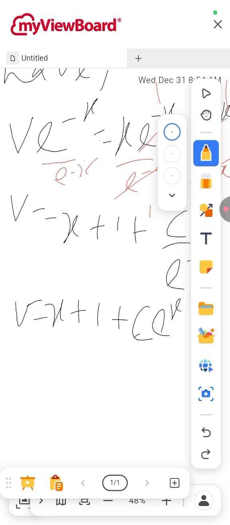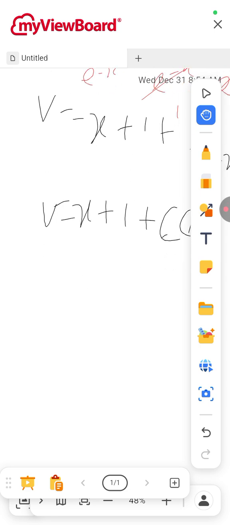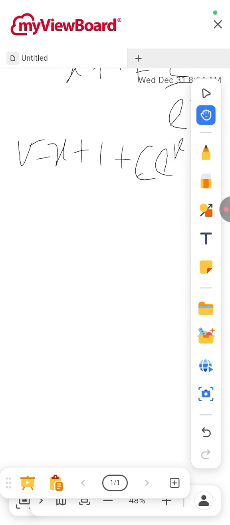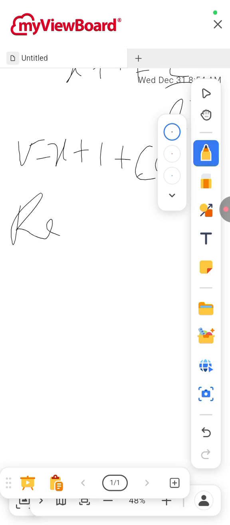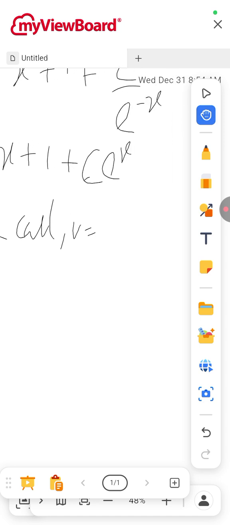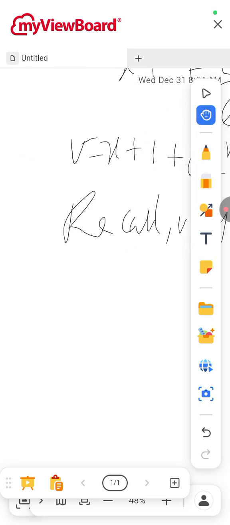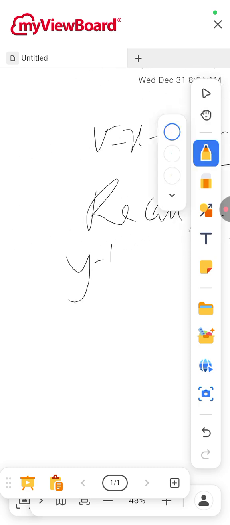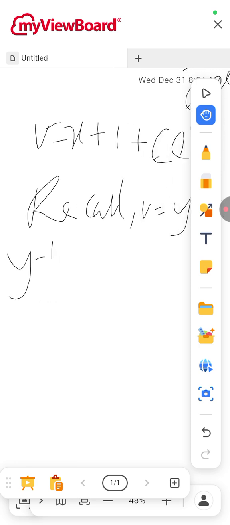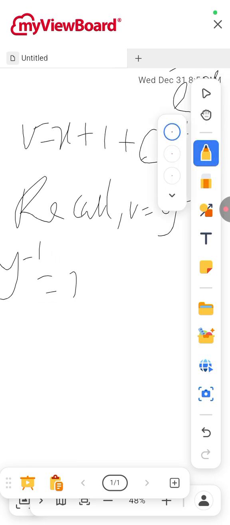Yes. So you now substitute back. Remember, what we have to find is the general solution for y, not v. Recall that we said v equals what? y raised power minus 1. So substitute back now. This v will now be y raised power minus 1. y raised power minus 1 equals x plus 1 plus c times e raised power x.